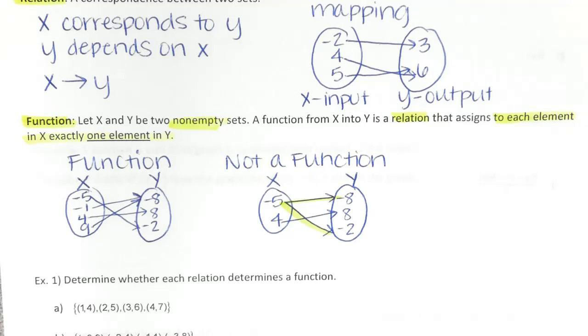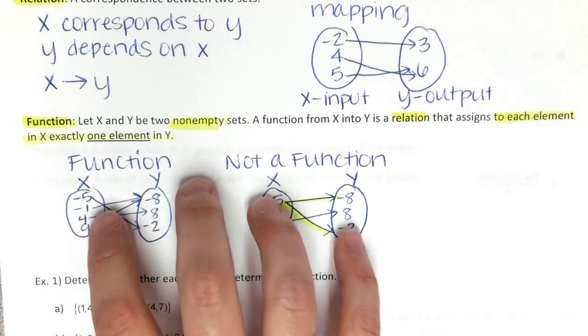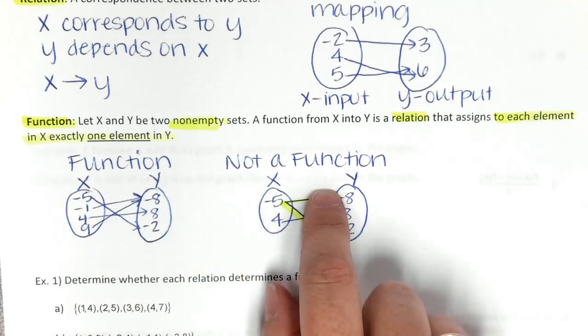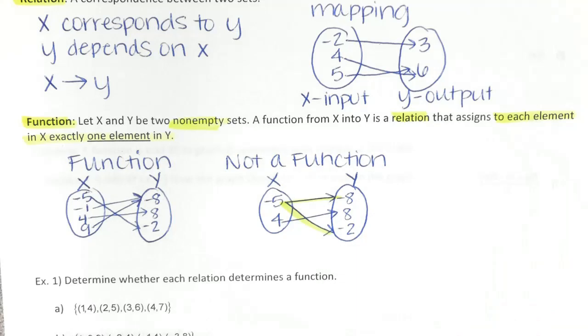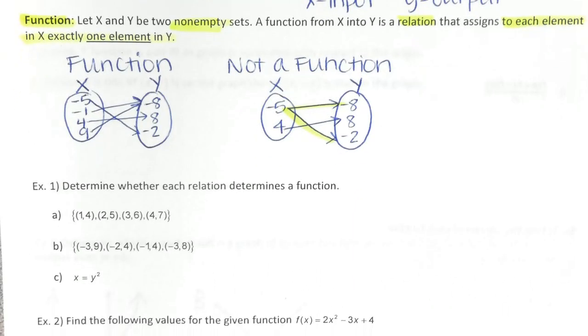Okay. Now, there's different ways to tell. If you're looking at a mapping, we just want to see if there's 2 arrows coming out of one x value. That makes it not a function, okay?